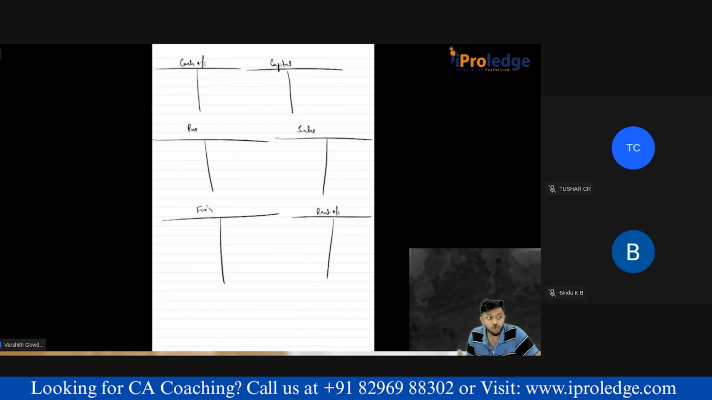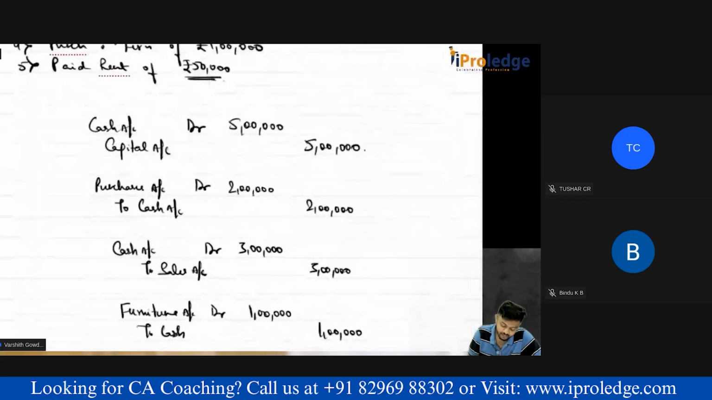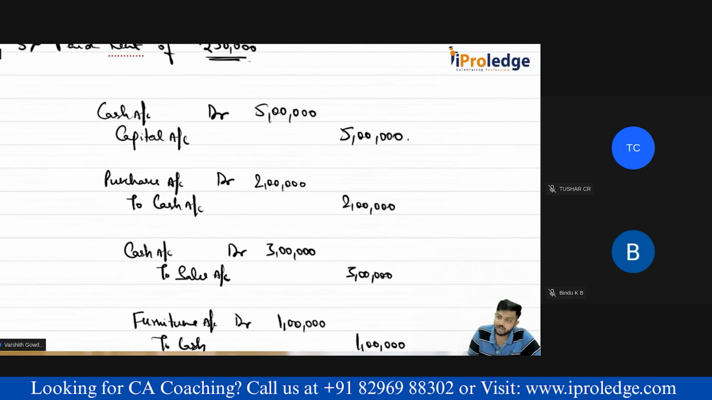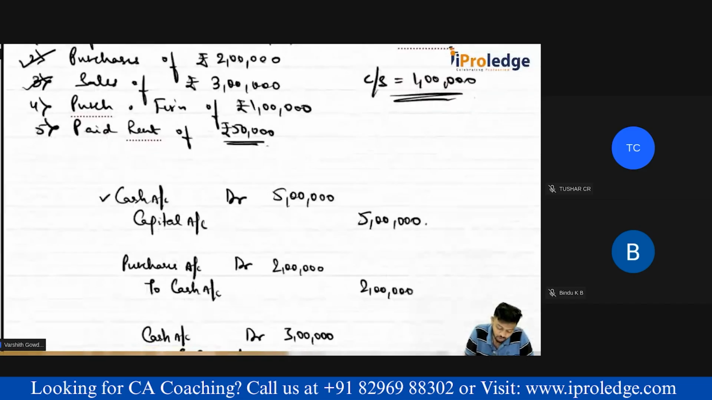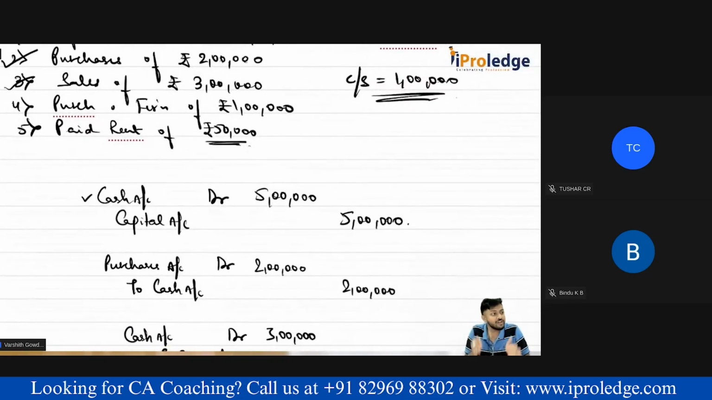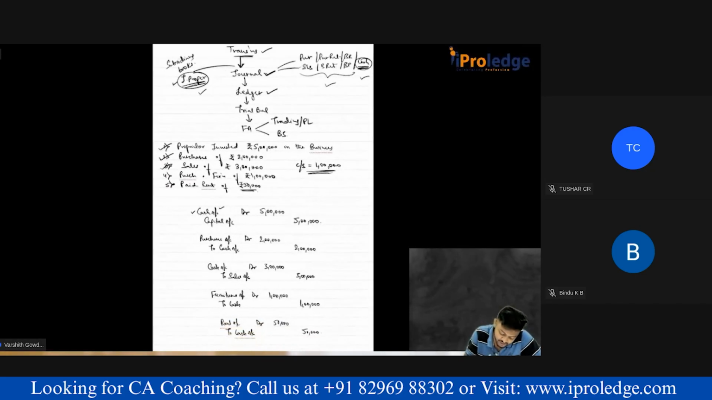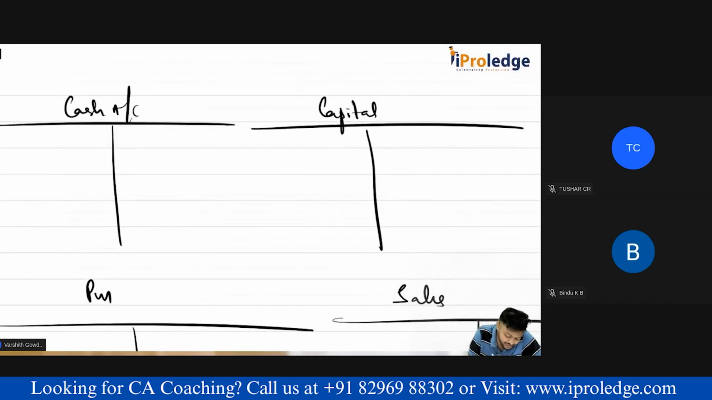Now how to post this into the ledger? First go to the journal entry: cash account debit to capital account. Let's start with cash. Here we have the cash ledger. If it is debited in the journal entry, then in the ledger also it should come on the debit side. You know, debit is the left side, credit is the right side. So if the cash account is debited in the journal, it should also be debited in its ledger.